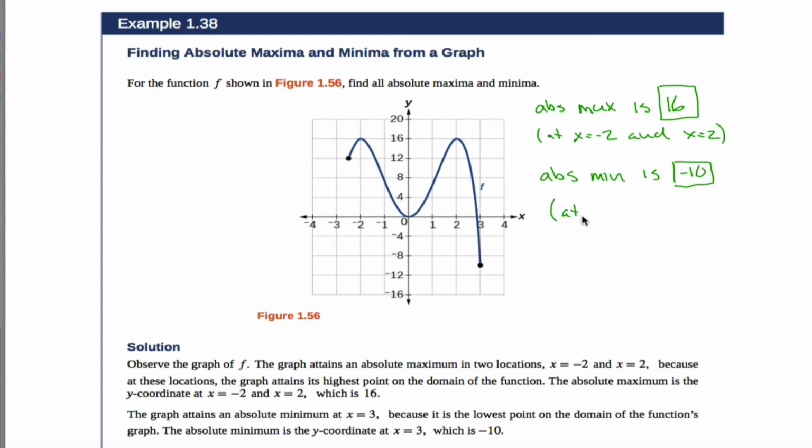And that happens at x equals 3. But again, I'm just adding that parenthetically because the question doesn't ask me where is the absolute minimum. It asks me what is the absolute minimum, and the absolute minimum is -10.